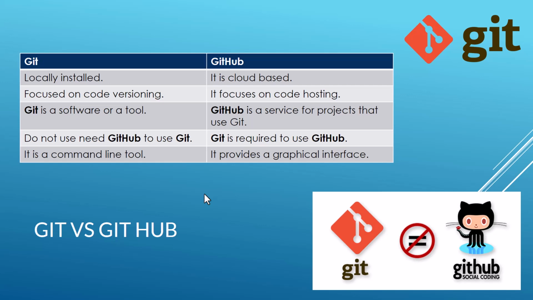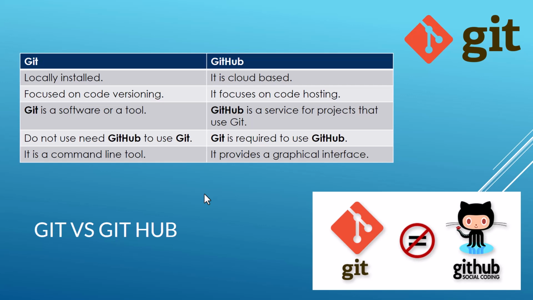However, GitHub is a web-based hosting service for Git repositories. It provides a centralized location for storing and sharing code with other developers. GitHub provides features such as pull requests, code reviews, and issue tracking to facilitate collaboration among developers.